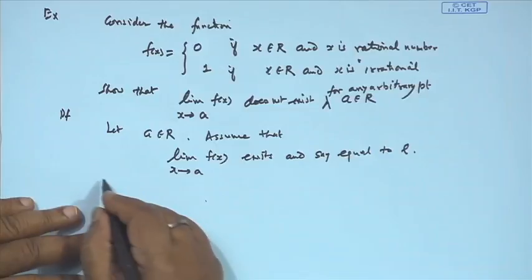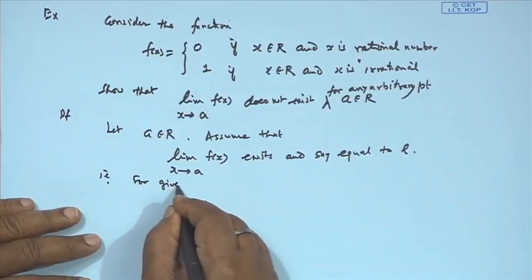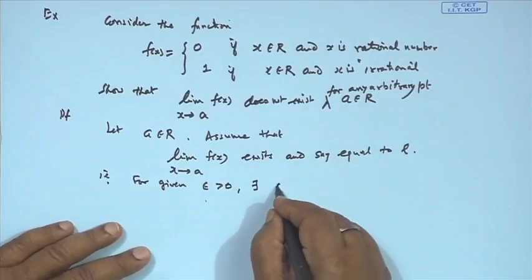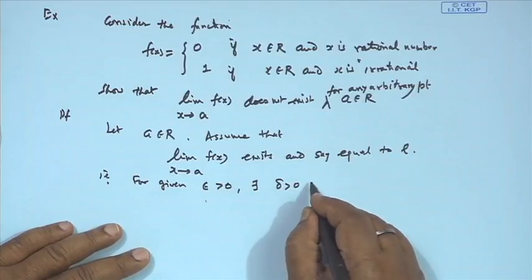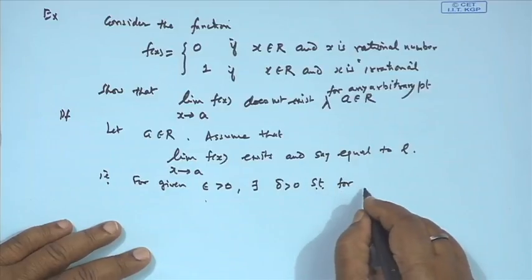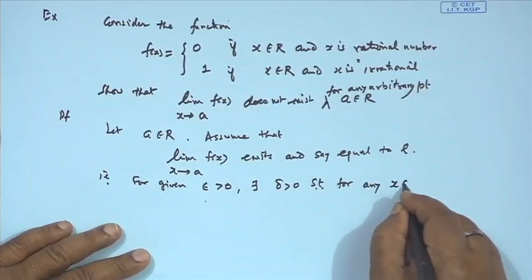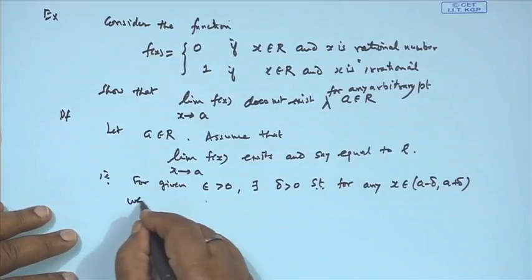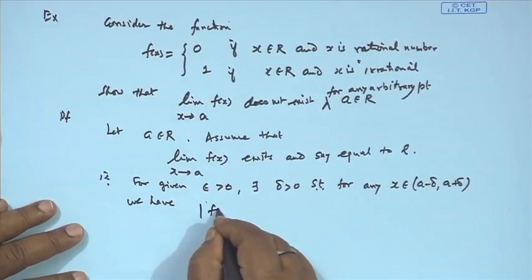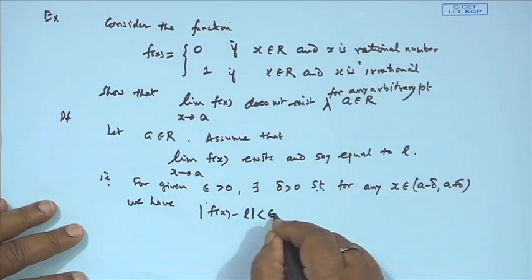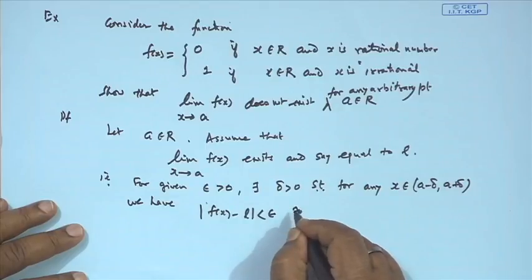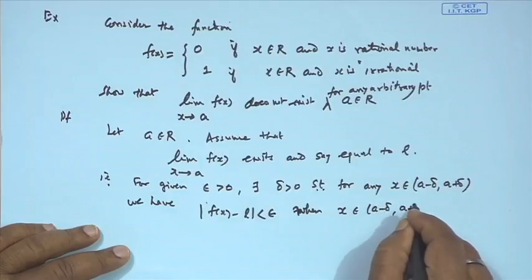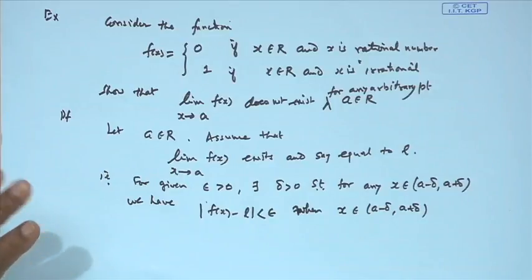It means that for a given epsilon greater than 0, there exists a delta greater than 0 depending on epsilon, such that for any x belonging to the neighborhood of A, (A minus delta, A plus delta), we have |f(x) minus L| is less than epsilon whenever x belongs to (A minus delta, A plus delta). Okay.